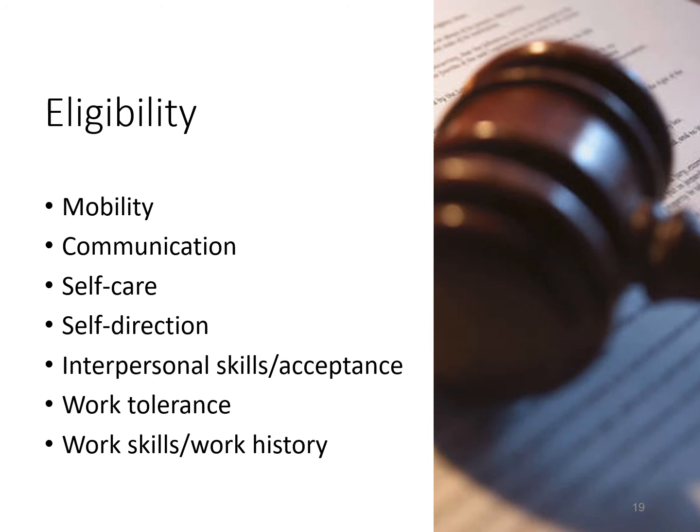The Rehabilitation Act provides for 7 functional limitation domains, including mobility, communication, self-care, self-direction, interpersonal skills and acceptance, work tolerance, and work skills or work history. Mobility involves a person's ability to move from one place to another at work and in the community. A person may require or already utilizes others or assistive devices as a means to navigate their environment. Communication includes talking, listening, understanding, and reading or writing related to vocational task engagement.